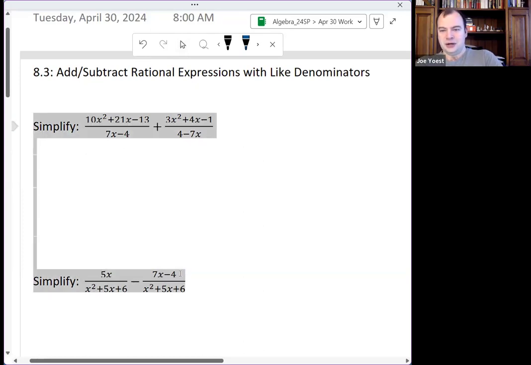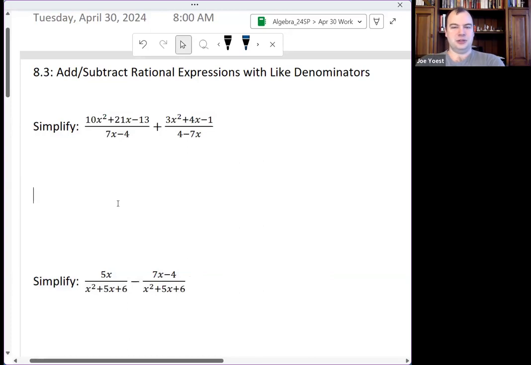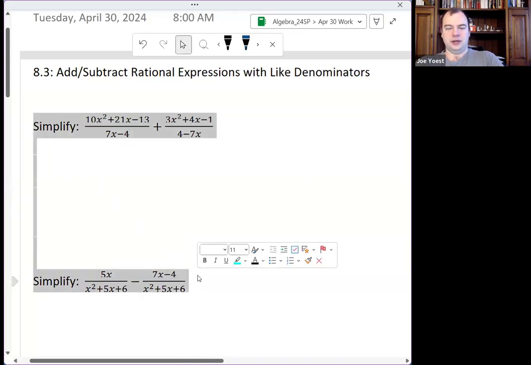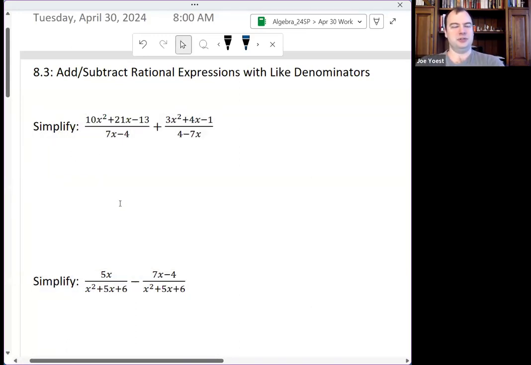All right, let's take about 6 minutes or so, to get warmed up for section 8.4. We're going to deal with unlike denominators. Work through these two problems. Like usual, I will wait a minute or so and then start working through the problem.